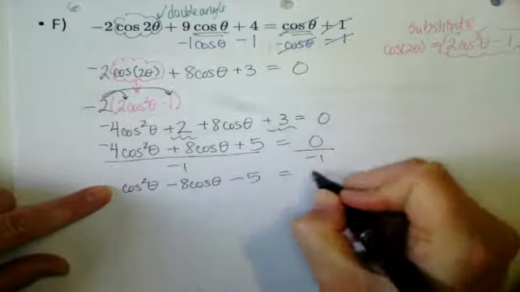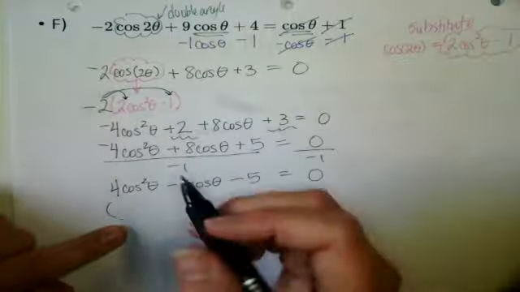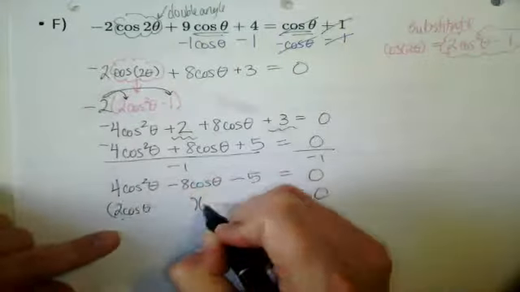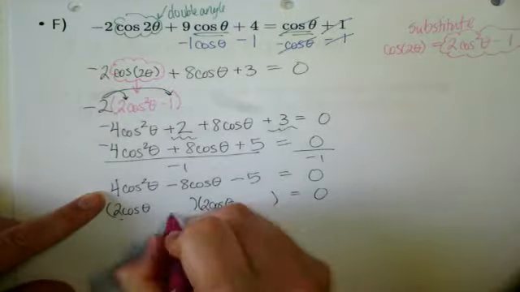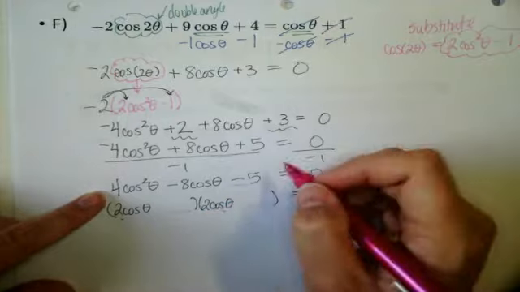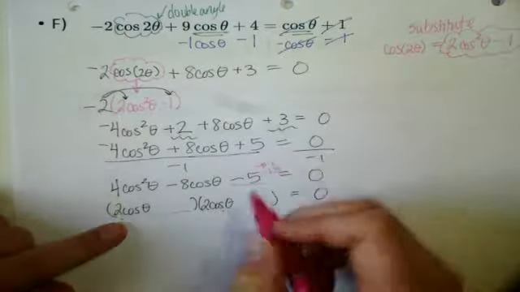Okay, same thing, double bubble. What times what is 4 cosine squared theta? 2 cosine of theta times 2 cosine of theta is 4 cosine squared theta. And then what times what is -5? Not many choices there. -5 times 1 or -1 times 5. I think I want the -5 on the outside and the +1 on the inside. Check the rainbow. -10 cosine of theta and 2 cosine of theta gives me -8 cosines of theta. So we did it right.